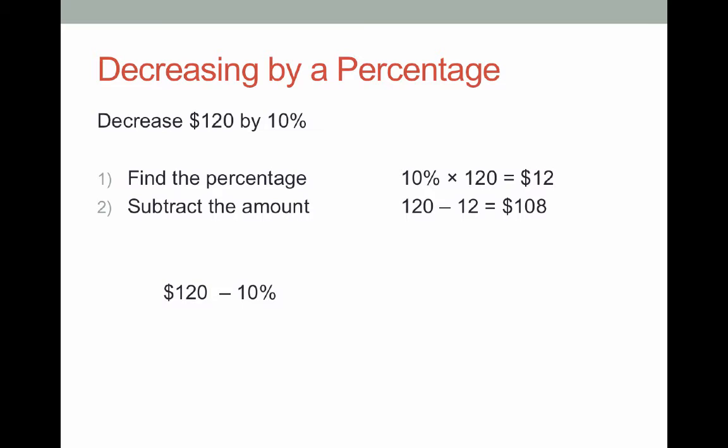Let's say we want to take $120 and we want to subtract 10%. That $120 represents 100% of the amount. So if I want to take away 10%, what I actually want to find is 90%. So I can do this in one step. If I take my $120 and find 90% of it, it will give me in one go $108. This is really useful if you have a calculator.